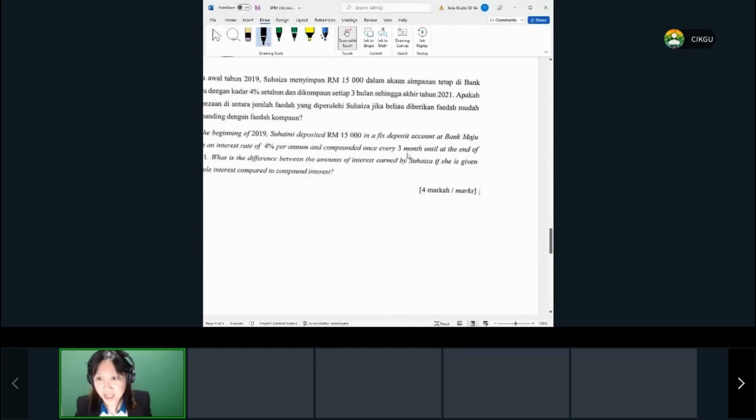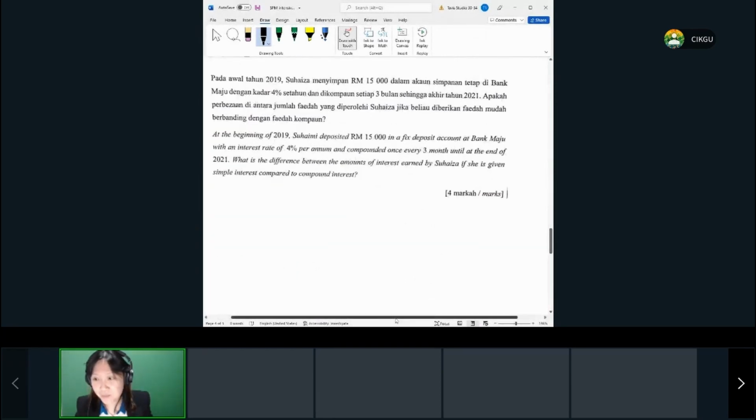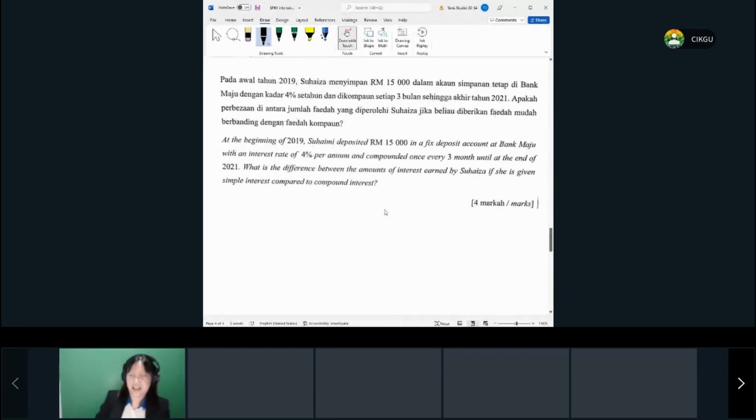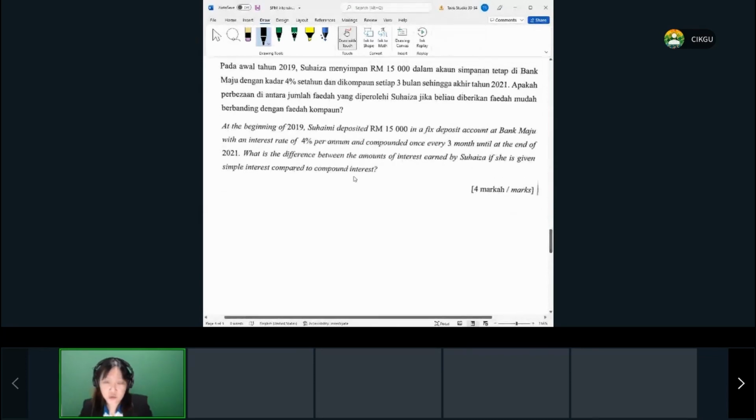Okay, guys, look at this question. Paper, pen, pencil, calculator. Let's do this question together, because as I do this question, you will straight away understand simple and compound already. Okay, let's read. At the beginning of 2019, Swami deposits 15,000 in a fixed deposit in this bank. So this is the original amount that she banked in, that means this must be the principal straight away.